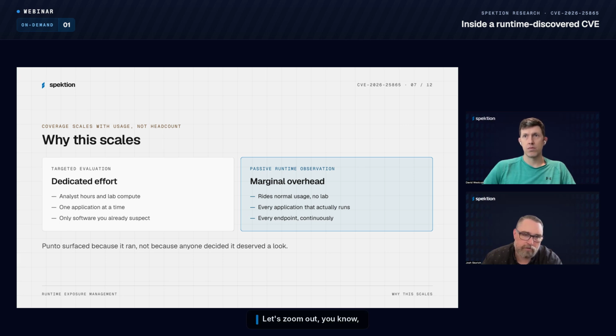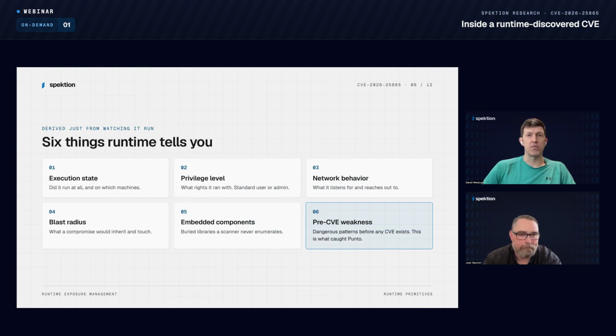Let's zoom out from Punto for a minute, because you caught this by watching how the software behaves. What does that behavior actually tell you beyond, hey, this is a dangerous call? If I hand you this piece of running software, what do you get to know about it? Yeah, so there are basically six things we derive just from the passive collection that we currently do. And this is how we approach every piece of software. It's not like, oh, we're going to go look at Punto.